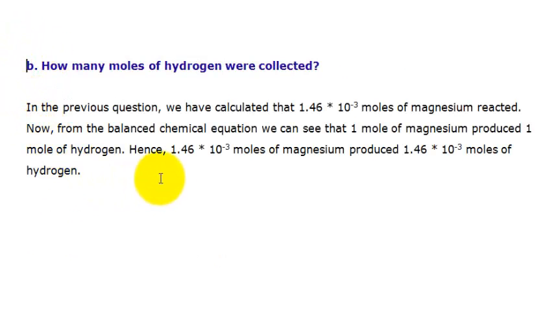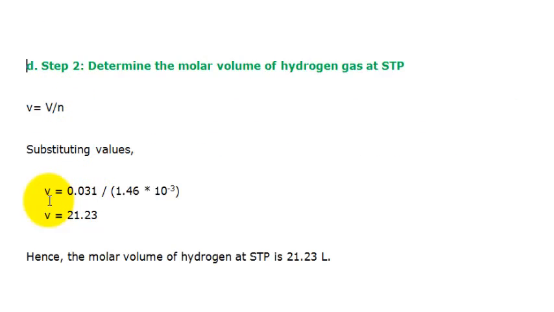And the number of moles of hydrogen gas was calculated in B. So in B, we can see that the number of moles of hydrogen gas collected was 1.46 times 10 to the power of negative 3. So substituting values, molar volume equals 0.031 divided by 1.46 times 10 to the power of negative 3. Using your calculator, you will find out that the molar volume equals 21.23. Hence, the molar volume of hydrogen at STP is 21.23 liters.